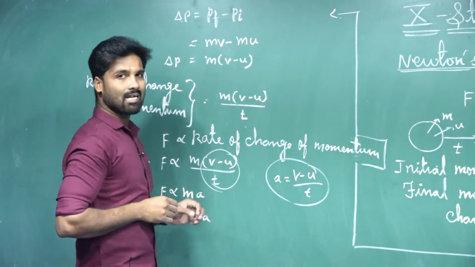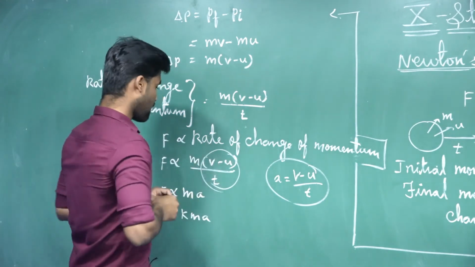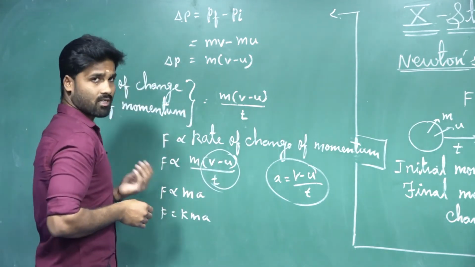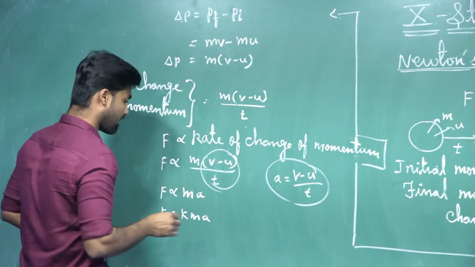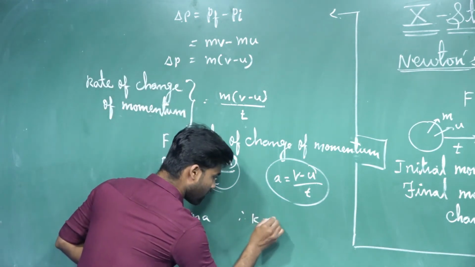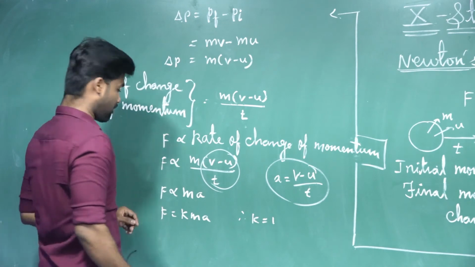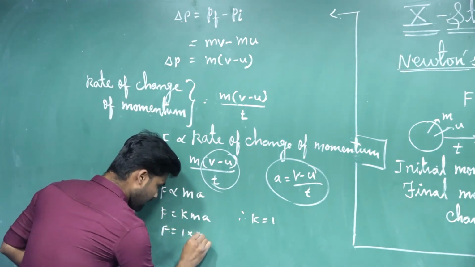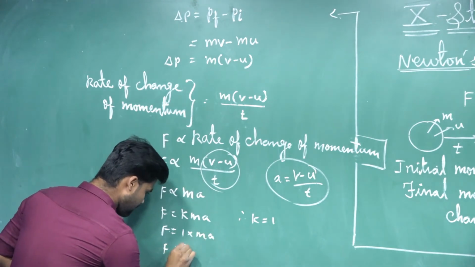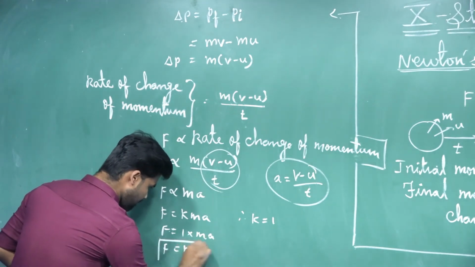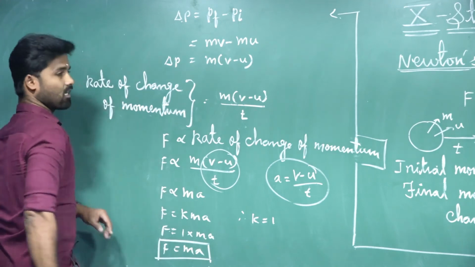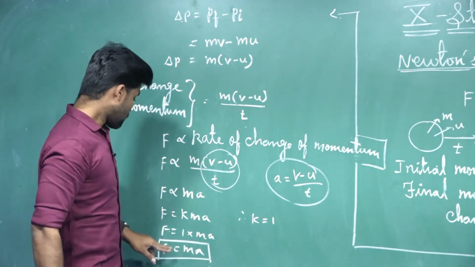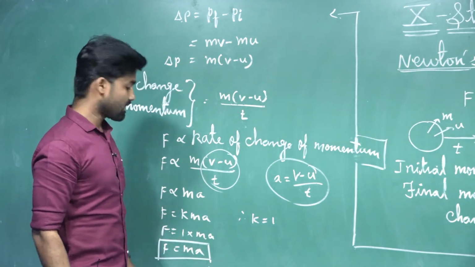So what is the K here? Proportionality constant. Here we should give one value for K. So the value of K equal to 1 should come here. Okay. So F equal to 1 into MA will come. So F equal to MA. This is the second law of motion formula. Okay. So F equal to MA, isn't it?